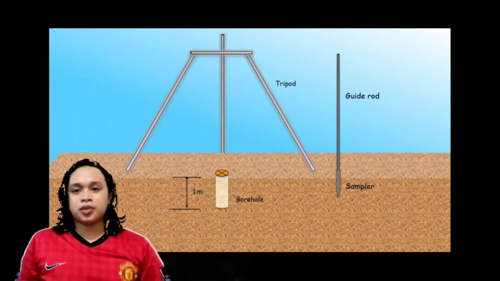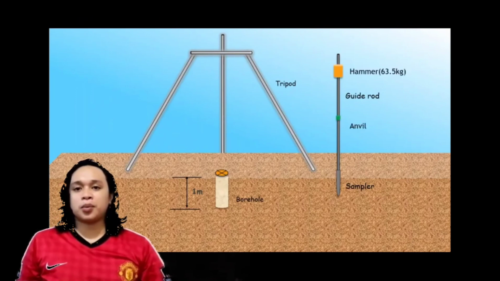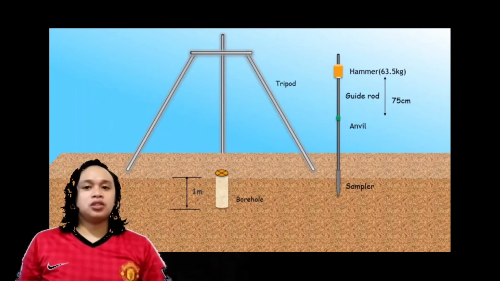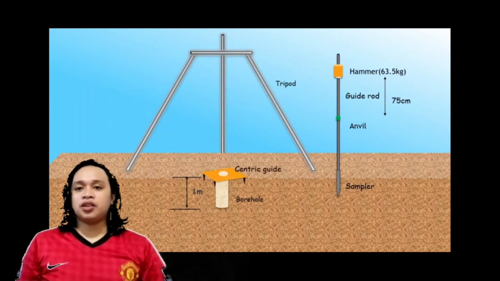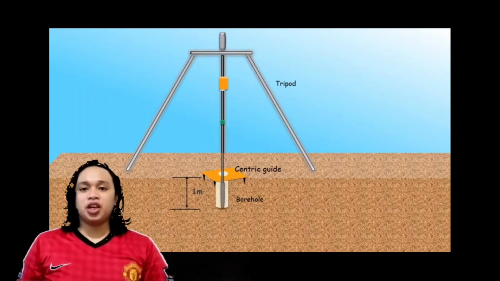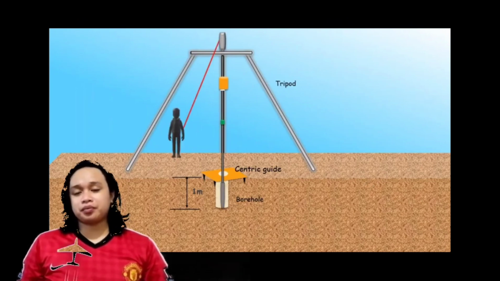The task is repeated with advancement of the borehole till the required depth of exploration is reached or till the refusal condition is encountered. Refusal condition is said to exist if the number of blows required for the last 30 cm of penetration is more than 100.